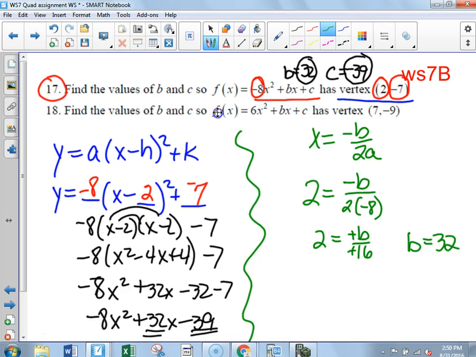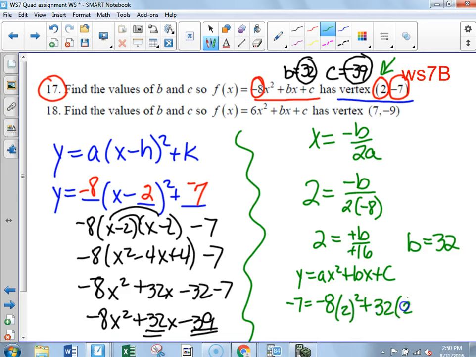She went back to the original equation, y equals ax squared plus bx plus c, and she put in this point, -7. A was -8 up at the top of the page right here, right? I forgot to write that down. X, what can we put in for an x? 2. B we just figured out is 32. X is still 2. And now can you solve that mess for C?